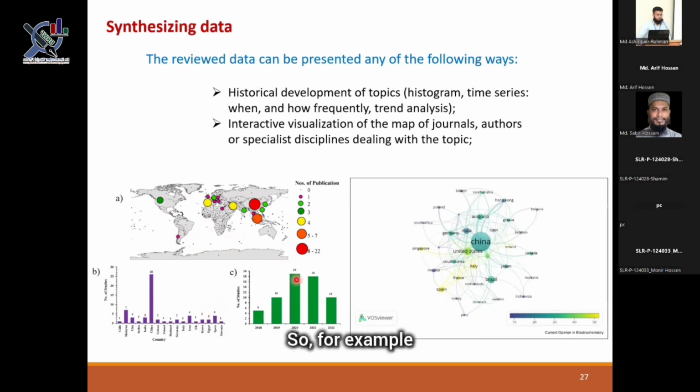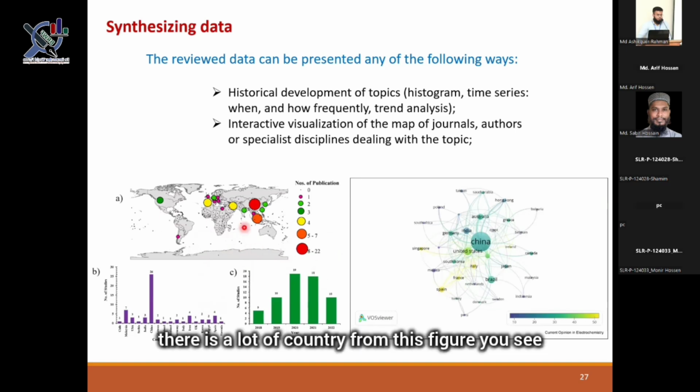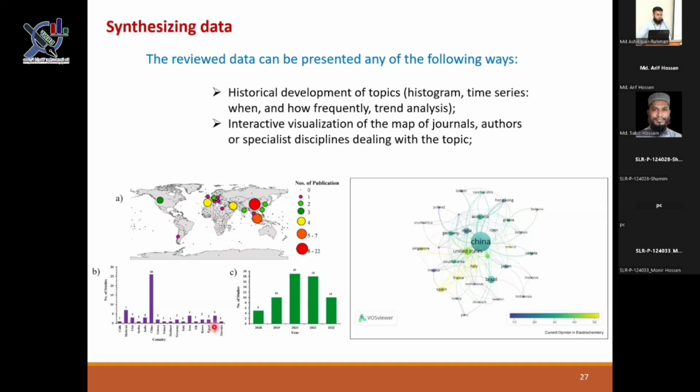For example, there are lots of countries. From this figure, you see which country is doing most of the research, and you can present it in a global map, or you can use trend analysis by using Excel. On the right side of this slide, you can see a map. Nowadays people are using a kind of interaction map. In the middle you see China, which means most of the research in this field is covering China.